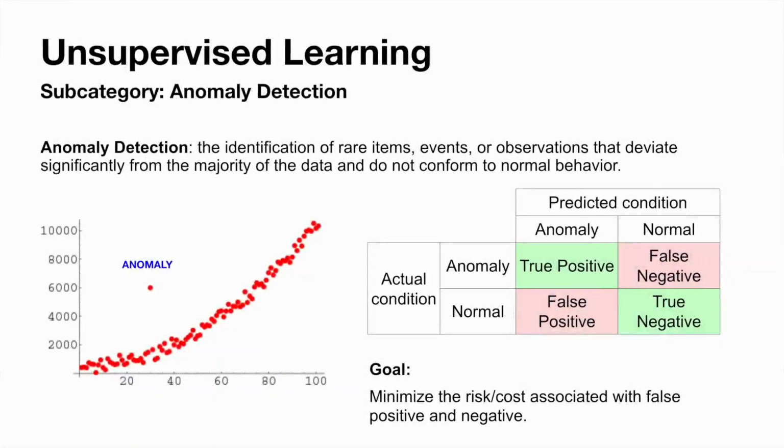One widely adopted use case for unsupervised learning is anomaly detection. It is generally understood to be the identification of rare items, events, or observations that deviate significantly from the majority of the data and do not conform to normal behavior. Looking at the graph to the left, most of the data points follow a nonlinear increasing line. The one exception is the point at 36,000. This point deviates significantly from the pattern of the rest of the data and would be considered an anomaly.